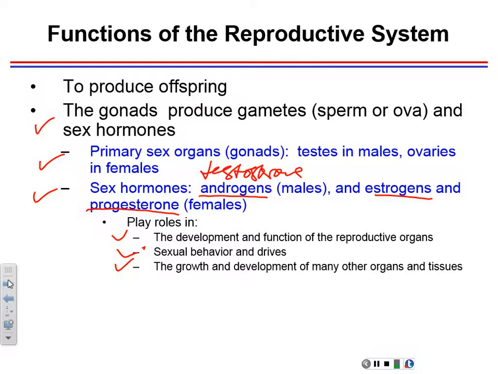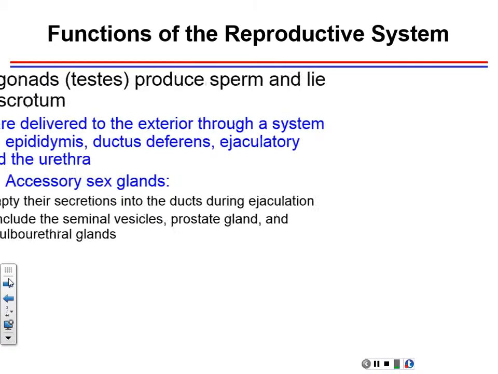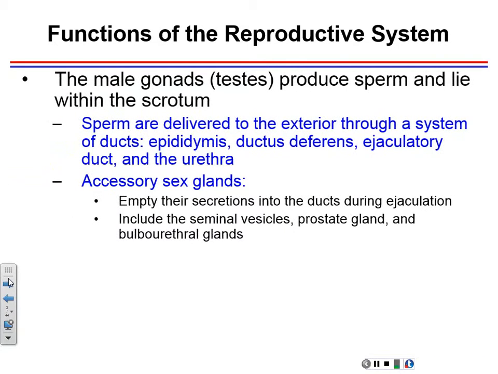And then, of course, growth and development in other organs. We'll talk about the effects of testosterone, and you'll see that it's a cause of vascular development in males. Everything else other than the ovaries for the female and the testes for the male is accessory. They're called external genitalia, and ducts and glands that produce secretions and so forth, especially for the male.